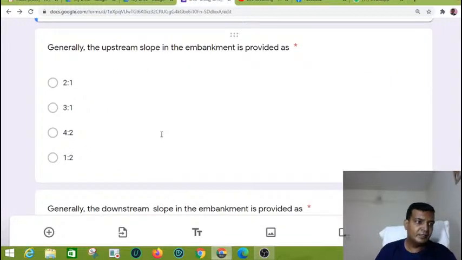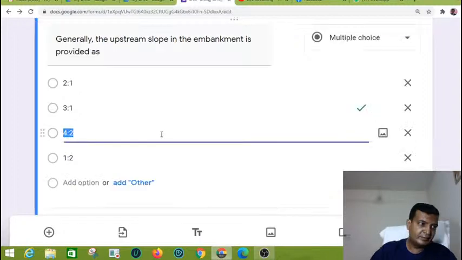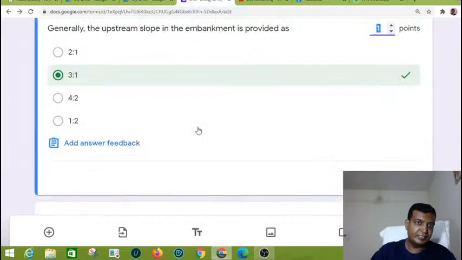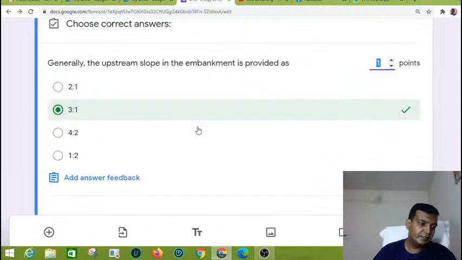Next, generally the upstream slope in the embankment dam is provided as... Answer is 3:1. Upstream slope in embankment dams you have to keep in your mind as 3:1.